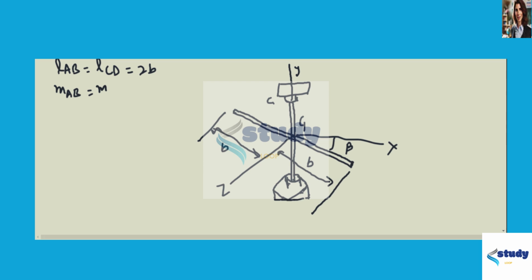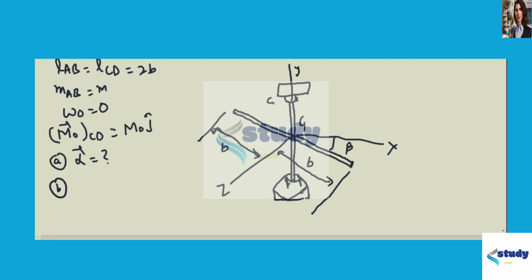It is initially at rest, so the initial angular velocity is 0. When a couple of moment is applied on the shaft CD, moment M naught on CD is given, that is M naught j cap. Calculate the resulting angular acceleration of the assembly, alpha, we have to calculate. B part, dynamic reaction at C and D, that we have to calculate.